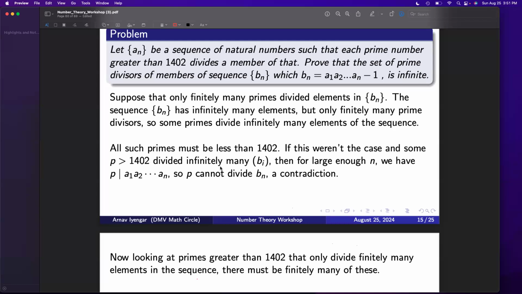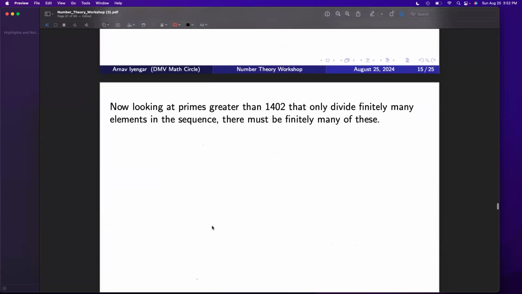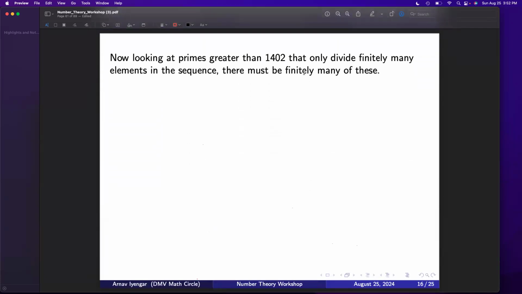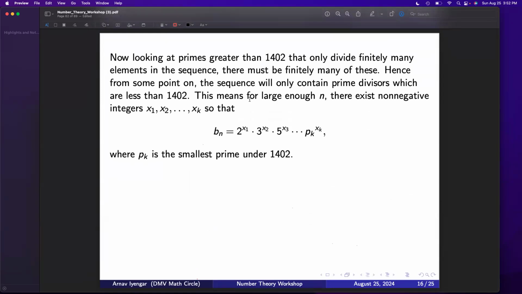For the sequence Bn, for large enough n, what are the only prime divisors? It has to be a prime divisor smaller than 1402, because at some point all the primes greater than 1402 will stop dividing elements in B. So we can rewrite this as an equation where B of n is just the product of powers of primes less than 1402 for large enough n.